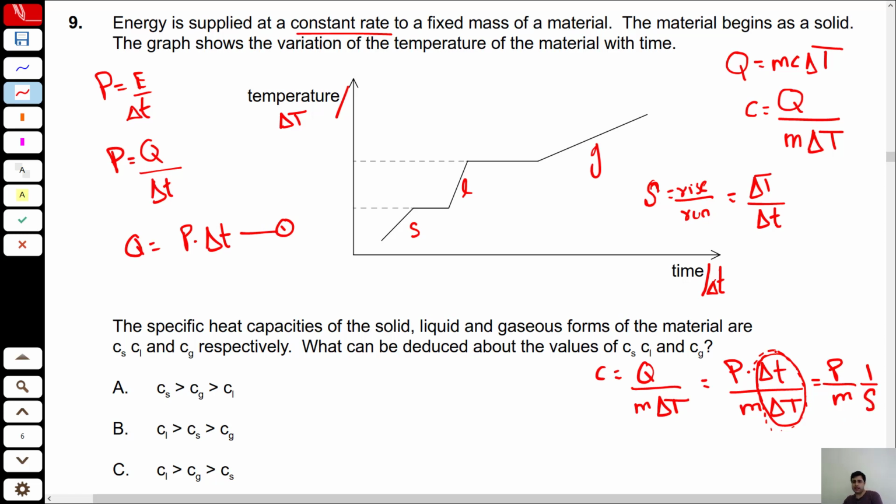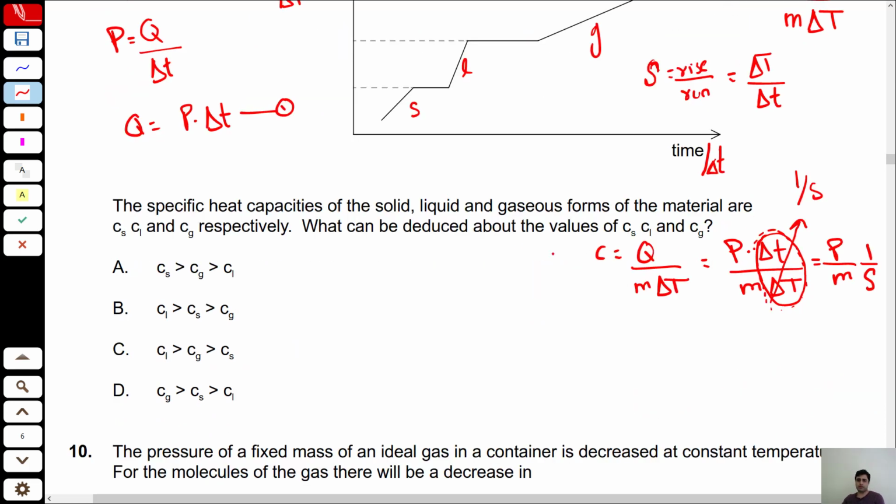If this was in the correct order, like delta capital T over delta small t, then we would just replace this entire thing by S. But we have to flip it over because the order is upside down. So there we have our final equation: C equals P over m over 1 over slope. Power is constant, mass is constant. So actually, the specific heat capacity is inversely proportional to the slope, or S, of the graph. So the higher the slope, the smaller the specific heat capacity.